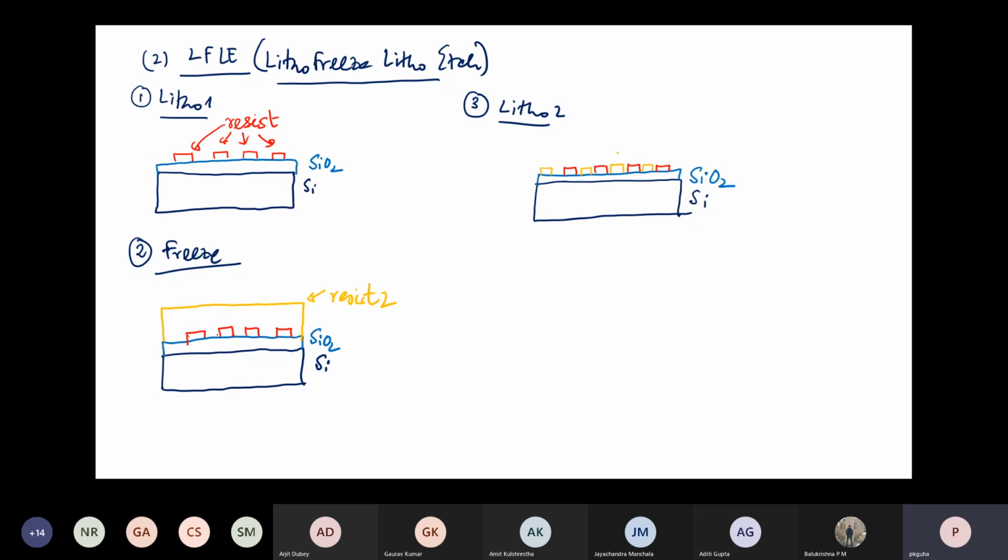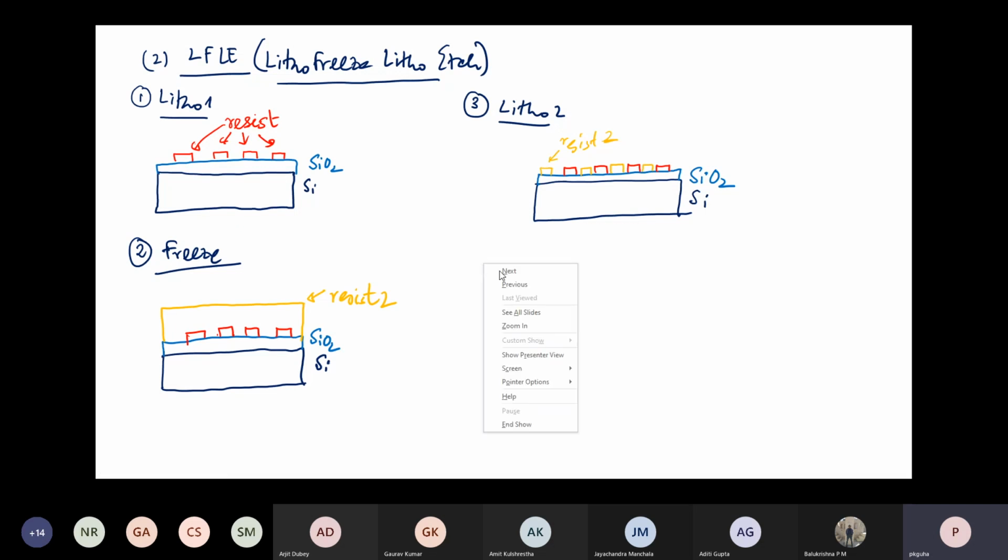Okay, so this is how I'm writing using resist 2. And this is resist 1. Keeping resist 1 pattern, I am writing pattern on resist 2 using this litho 2 approach. Now I am etching, both the patterns are etched together on the hard mask material, say SiO2.